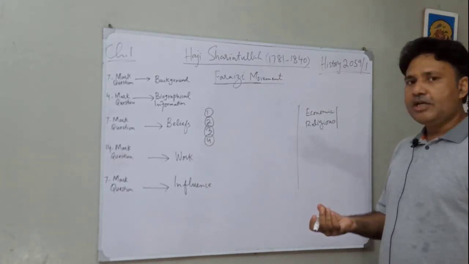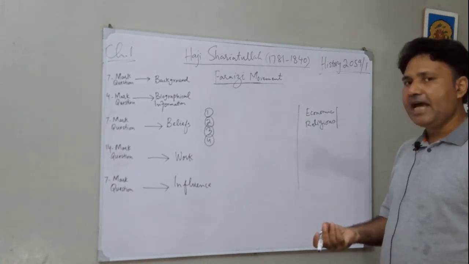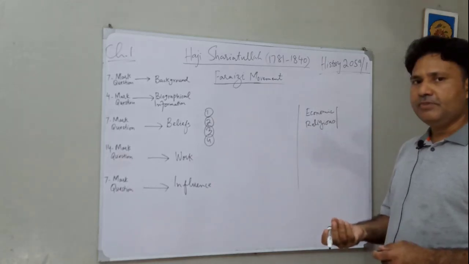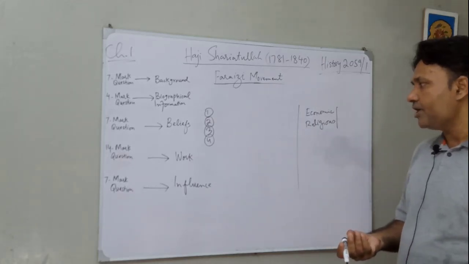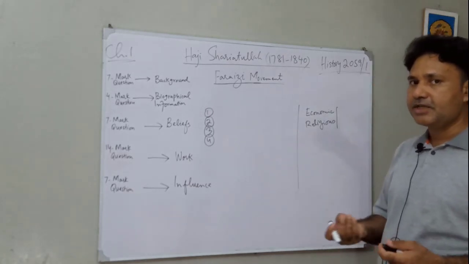Number 4, he believed that the Indian Bengali Muslims were basically not adopting the Muslim customs in their life. They were adopting the non-Muslim customs in their life. So he wanted the Bengali Muslim to purify their life from the non-Muslim customs.